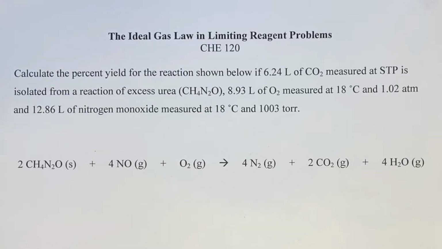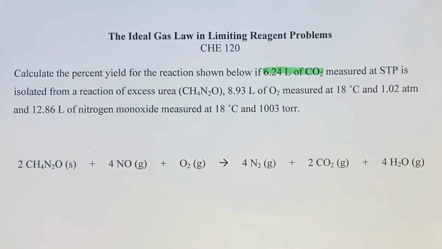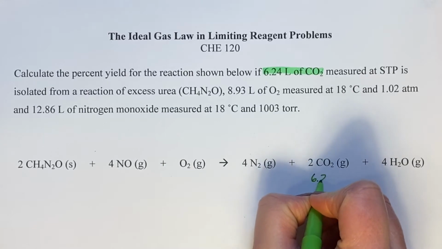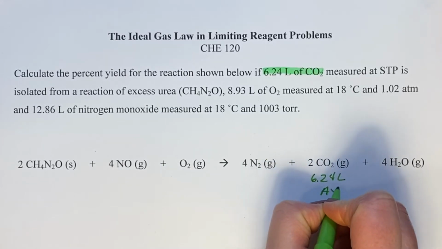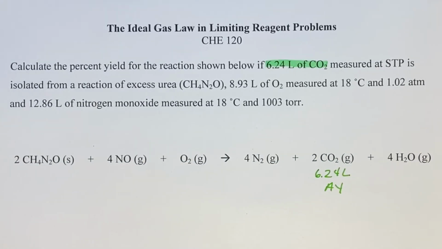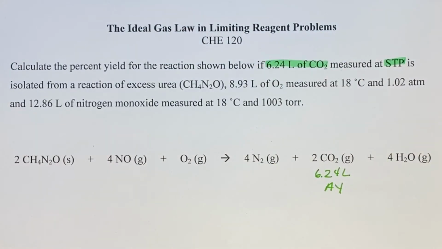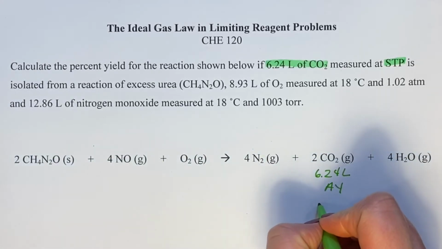As we look at all of the information in the problem, the first number that we have is 6.24 liters of carbon dioxide. When we look at the carbon dioxide in our overall balanced chemical equation, we see that carbon dioxide is a product. That means that the 6.24 liters of carbon dioxide represents our actual yield. The conditions at which this volume of carbon dioxide was measured are at STP. That's going to be an important piece of information for us, and we'll want to know it.